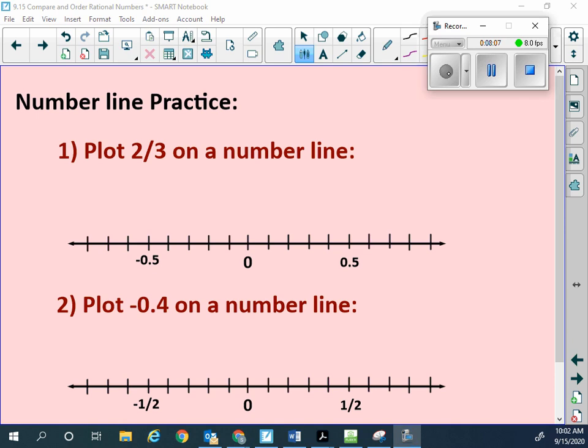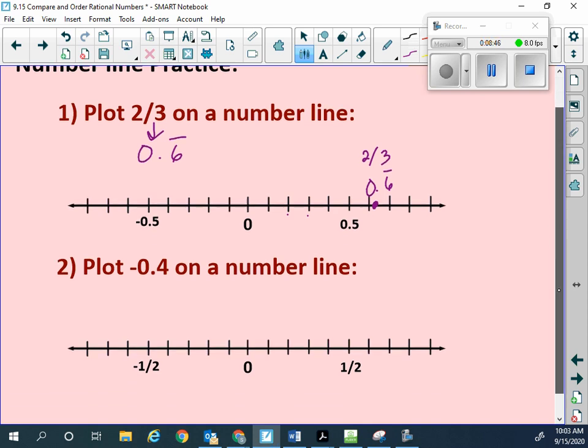Okay, so it says to plot 2/3 on the number line. Well, first, what do I need to do with 2/3? I need it as a decimal, okay? So 2/3 will be 0.6 repeating. So if I look on my number line, where should it go? After 0.5, right? Because this is 0.1, 0.2, 0.3, 0.4, 0.5, so this would be 0.6, so then 0.6 repeating would go slightly after that. Did everybody catch that? Okay.